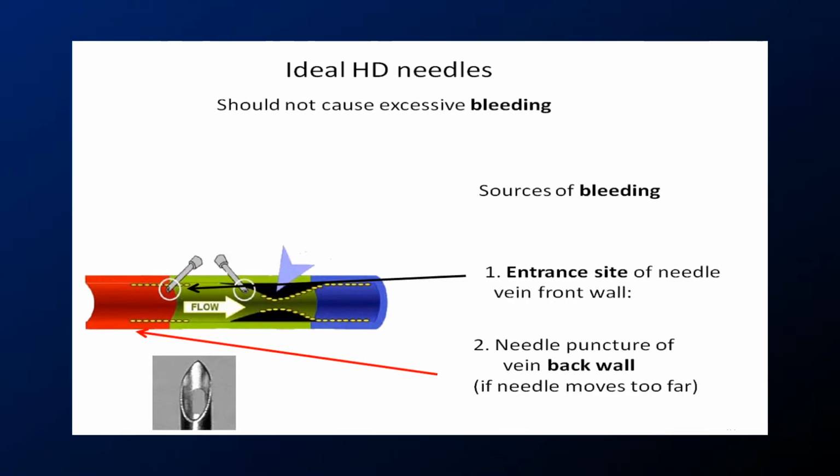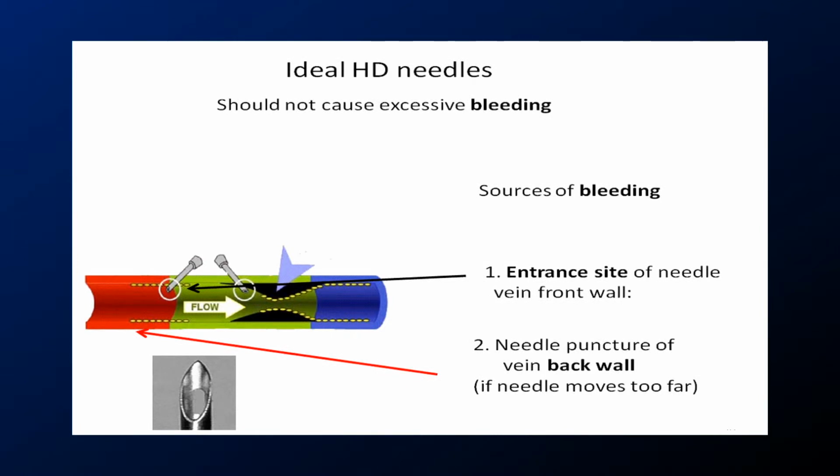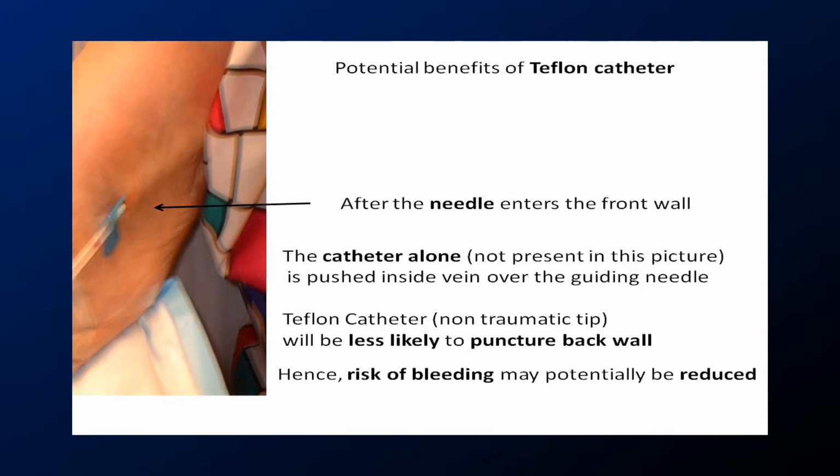Because of the risk of bleeding, we have been searching for a way to prevent or reduce the risk of bleeding. And this is how bleeding happens. When the needle enters the front wall of the vein, that's one place where it can bleed. When we push the needle farther or the patient moves around, the needle can move forward and perforate the back wall. And that is another severe source of bleeding because we cannot even see it. And just imagine the size and the sharpness of the needle that we use.